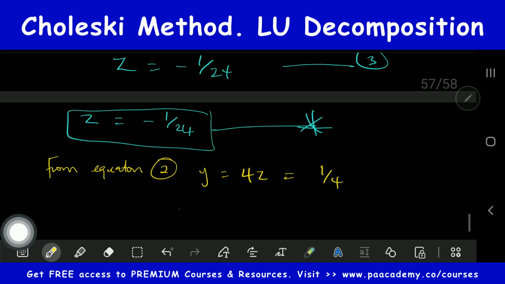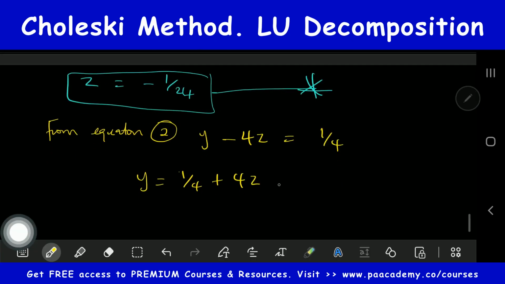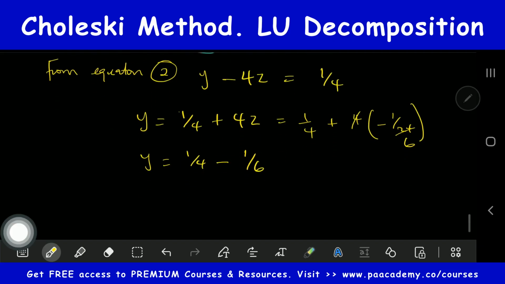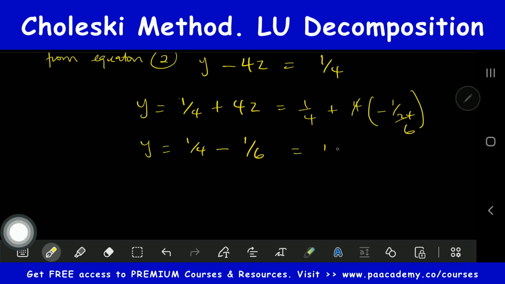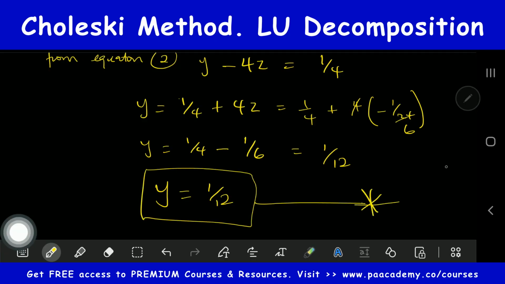So y minus 4z equals 1 over 4, and this is a minus sign, so that means our y is equal to 1 over 4 plus 4z. That's equal to 1 over 4 plus 4 times minus 1 over 24. So this here 4 and this 24 gives 6, so y is equal to 1 over 4 minus 1 over 6, not plus, because we have plus and minus here. So that gives us 1 over 12. So we've gotten our y to be 1 over 12, so we've gotten z, we've gotten y.